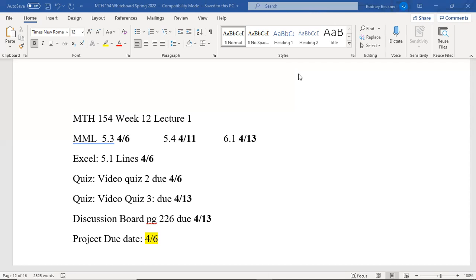New stuff, or one thing that's not new, but 5.4 is due on the 11th. Everything else is new. 6.1, we will finish today. At the beginning of next class, we'll still talk about one or two things from 6.1, but we will have finished the material that the homework is based off of. It's just 6.1 is a concept section. It could extend quite a bit. I could talk about 6.1 for weeks on end. But we'll have enough to say that the homework material is done. So that's going to be due on the 13th.